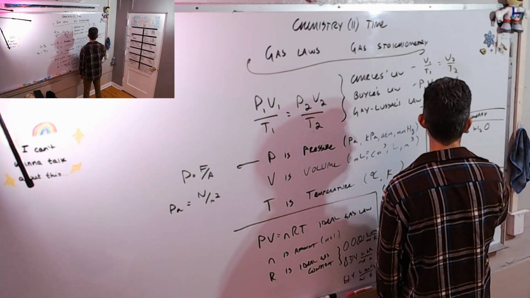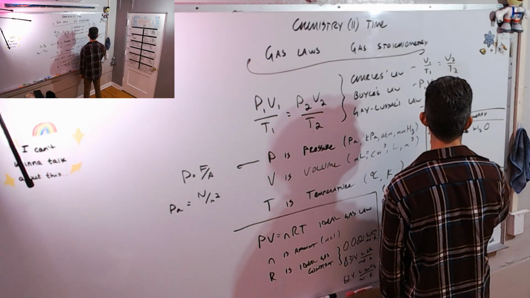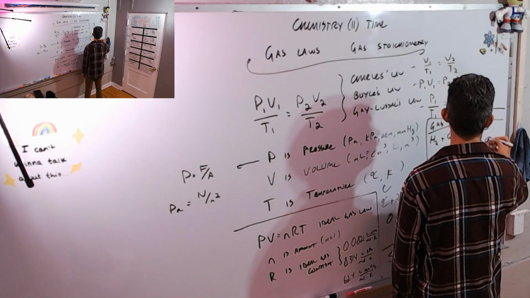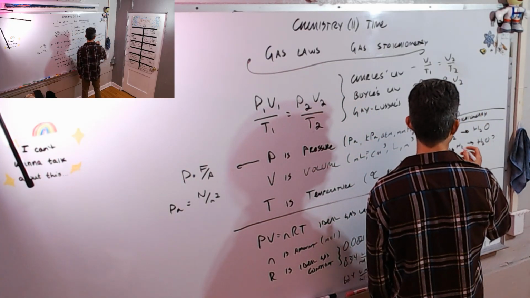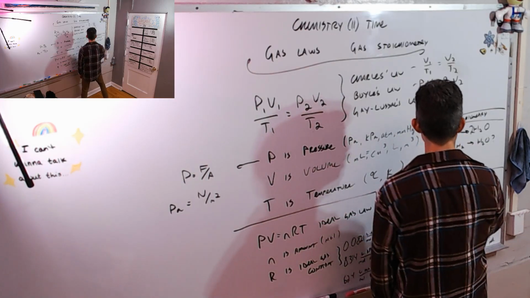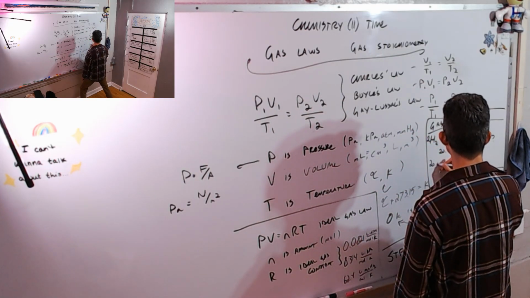Let's say we had 20.0 grams of hydrogen gas, and we want to figure out how much water was produced. The first thing we do is balance it. And now we just set up our stoichiometry conversion as usual.